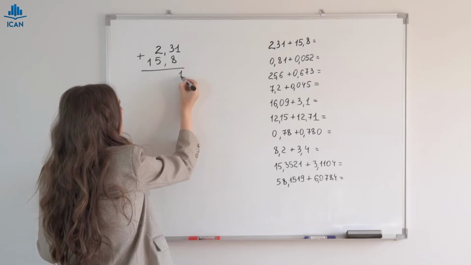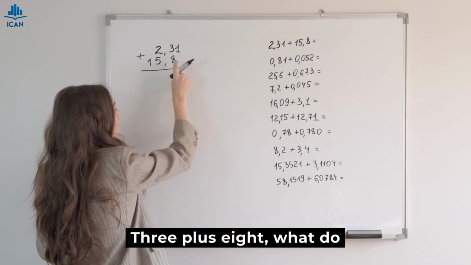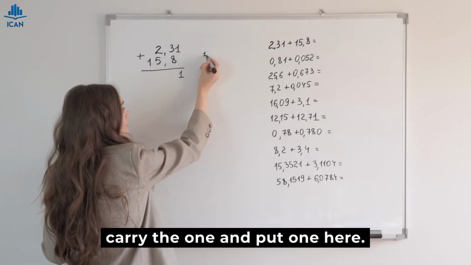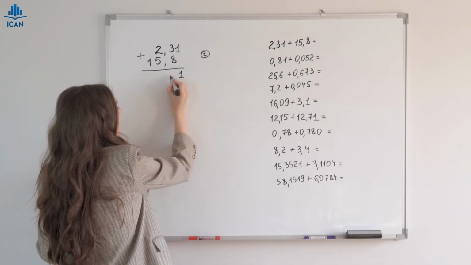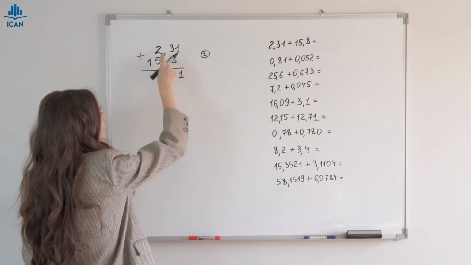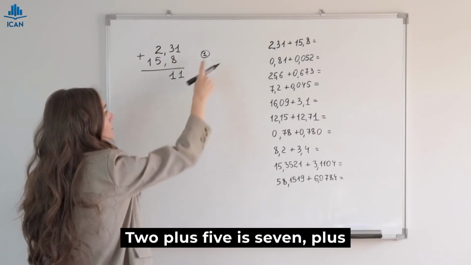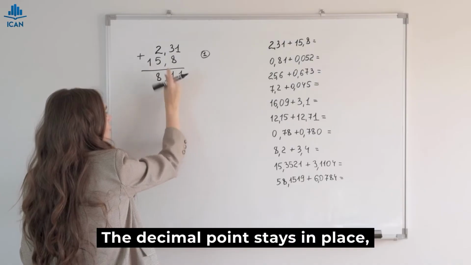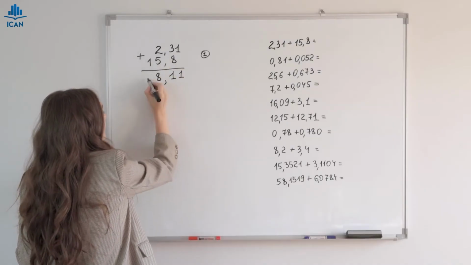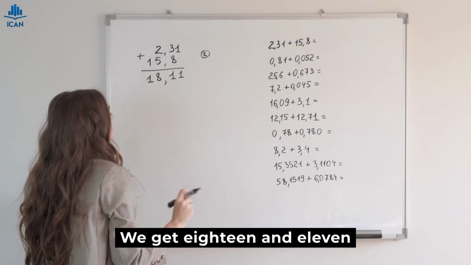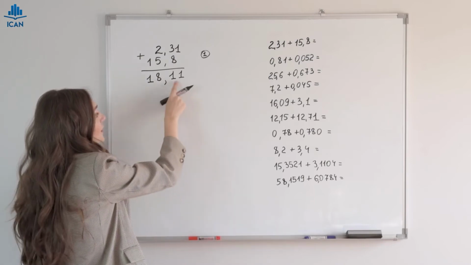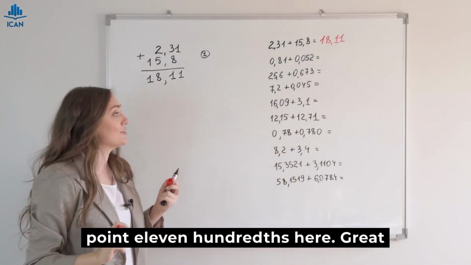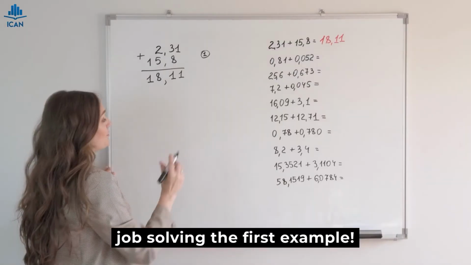3 plus 8, what do we get? 11. So we carry the 1 and put 1 here. 2 plus 5 is 7 plus 1, 8. The decimal point stays in place, and 1. We get 18 and 11 hundredths. Let's write down 18.11 here. Great job solving the first example.